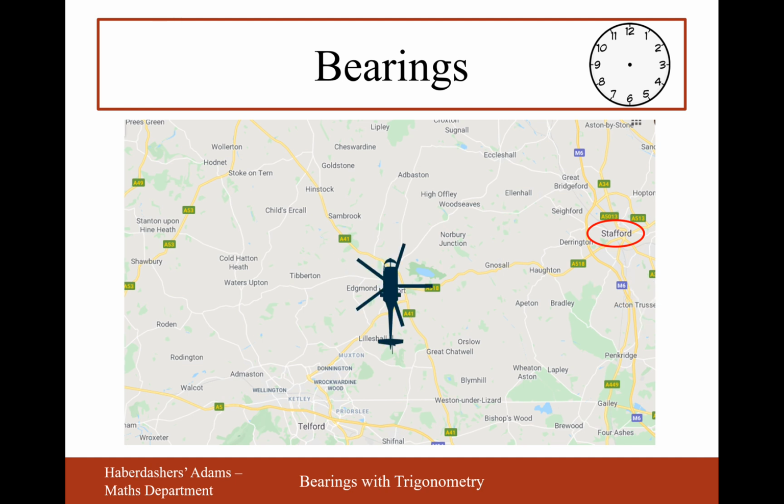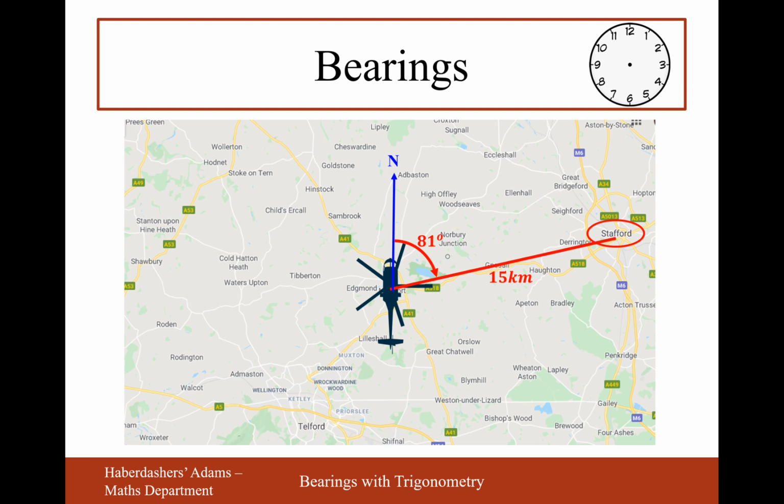So how would we tell the pilot to go to exactly Stafford? Well, we'd start by drawing in a north line, considering that we'll always tell the pilot where to go as if the pilot was facing north. And then we'd say turn exactly 81 degrees around and travel for 15 kilometers and you will get to Stafford. Perfect. That is what bearings are.